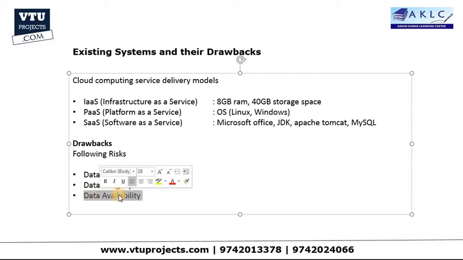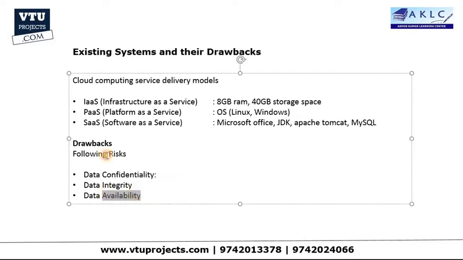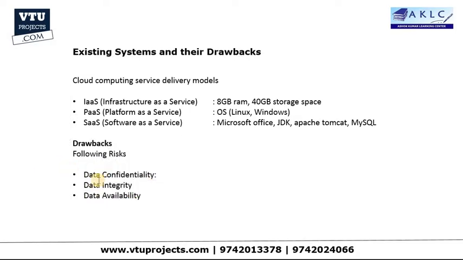And at last, data availability. Data availability means the data that I have written on the cloud should be available for me 24/7. The data should never go down. It should never be lost. Backup and all those things should be automatically taken care of. So these are the drawbacks of the existing system.